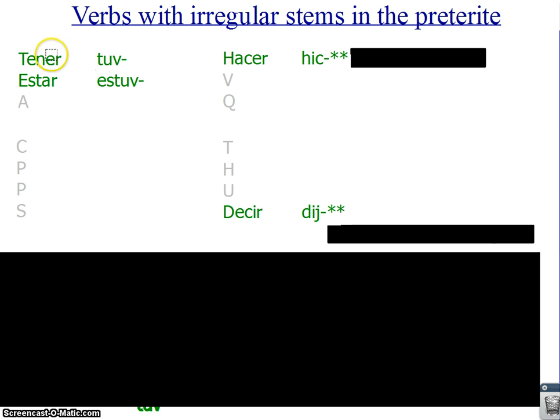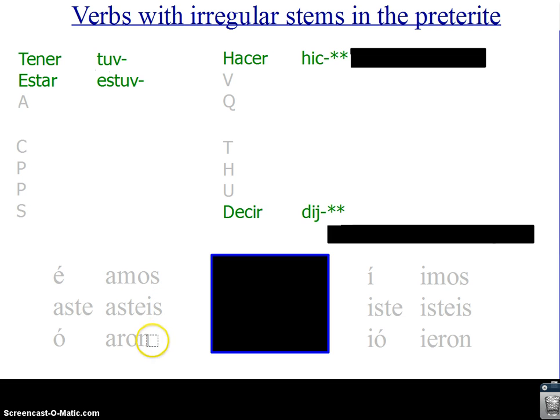So we've got an ER verb, an AR verb, an ER verb, and an IR verb. And all of these verbs are what I consider teacups or verbs with irregular stems. What endings do they take? Does estar still take AR endings, like é, aste, ó, amos, asteis, aron? Do tener, hacer, and decir still take í, iste, ió, imos, isteis, ieron? No, they don't, because some teacups are ER verbs and some are AR verbs and IR verbs. They take a combination of the 2.